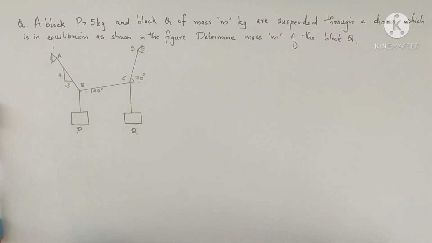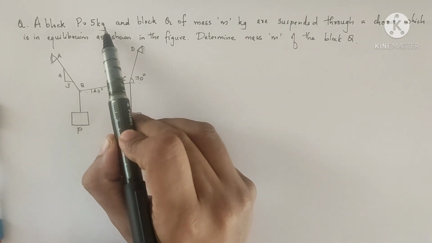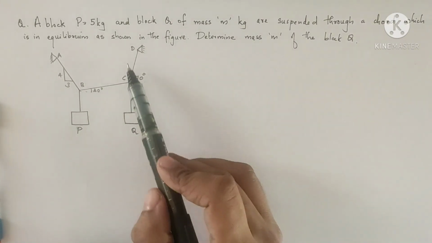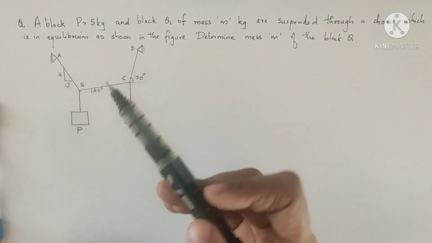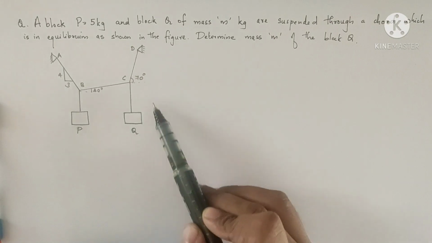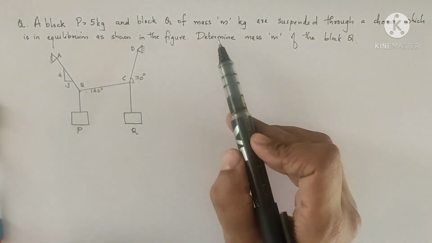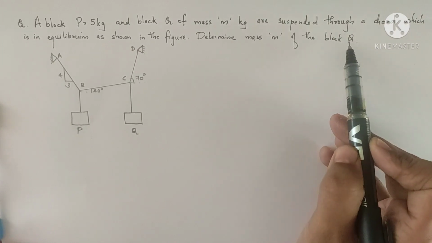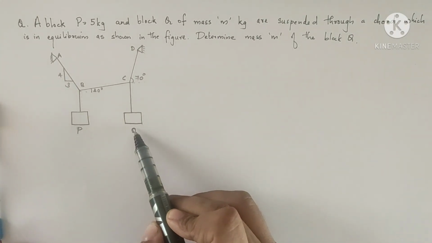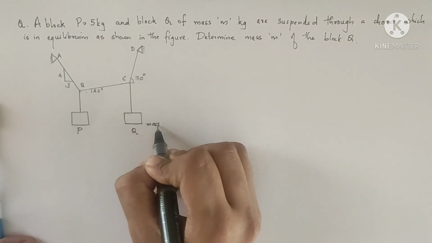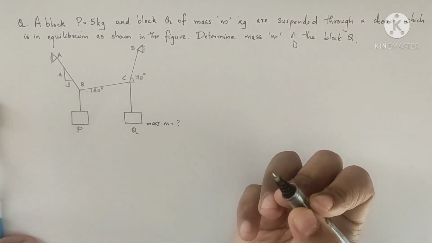Here in this question, a block P of mass 5 kg and a block Q of mass m kg are suspended through a cord as shown in the figure. So we have two blocks P and Q, and this entire system is in equilibrium. In this question, we have to find the mass of the block Q, the mass m.